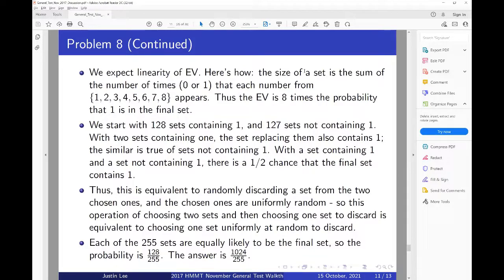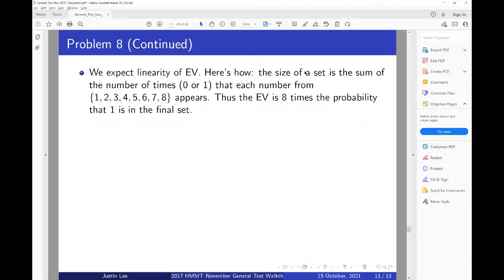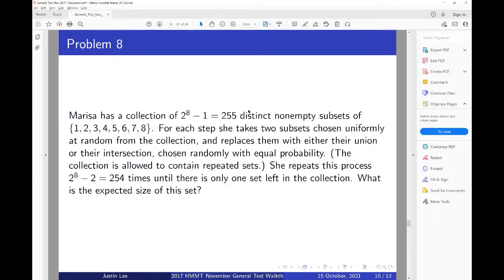A final remark, if I may, is to notice that they did not have to restrict this to be just non-empty sets. They could have just included the empty set as well. There's nothing wrong about the problem; nothing in our problem breaks. And if we do include the empty set, then our answer would be 4. The expected value is just 4. So you can see that the only reason they excluded the empty set is to make the answer not so guessable.